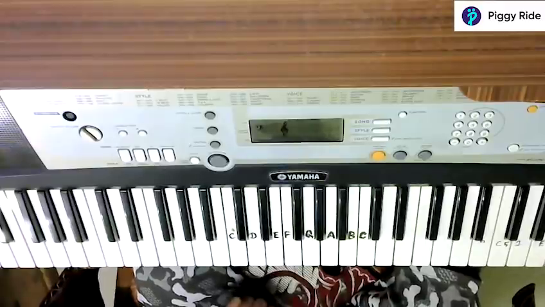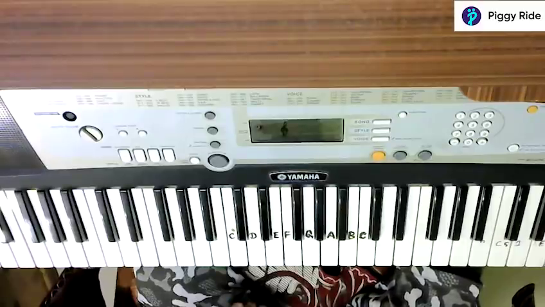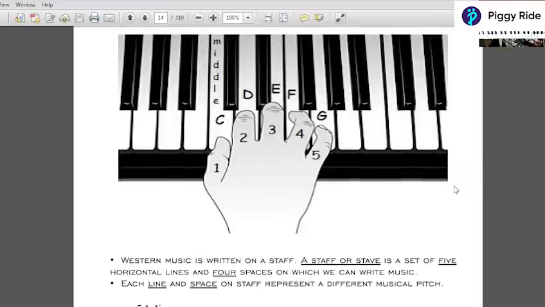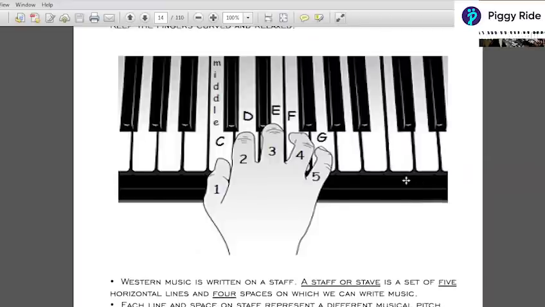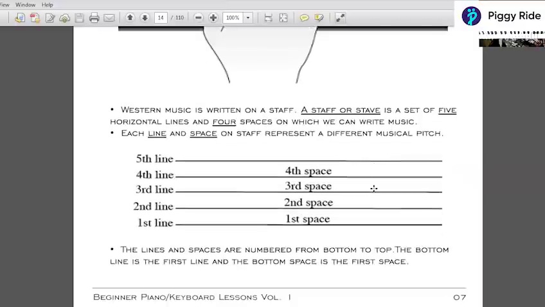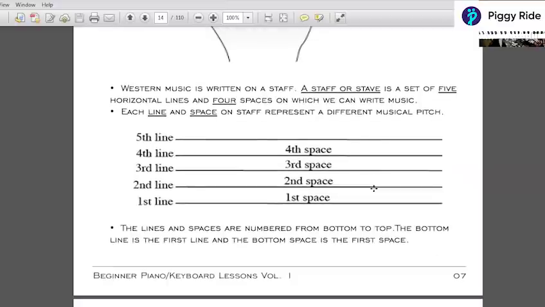So let's move on to the next thing after this exercise. What is next? Let's move on to the curriculum. So this is the first exercise. After this first exercise, I will explain about the staff. What is the staff? This is very basic.